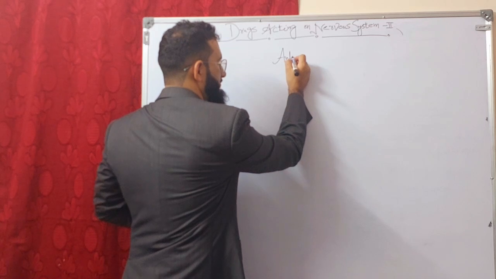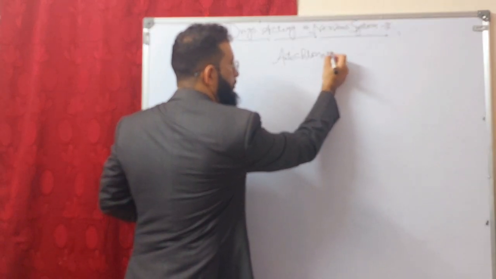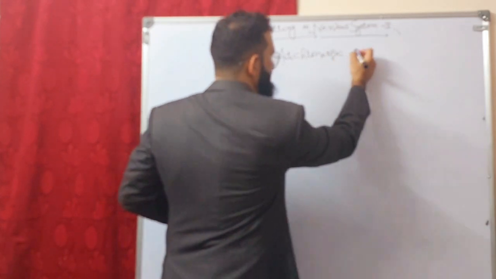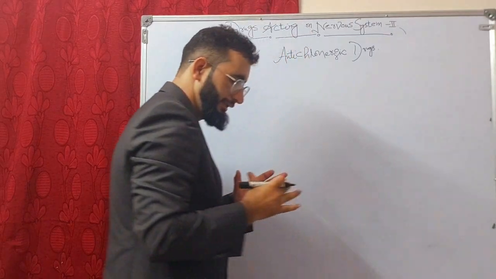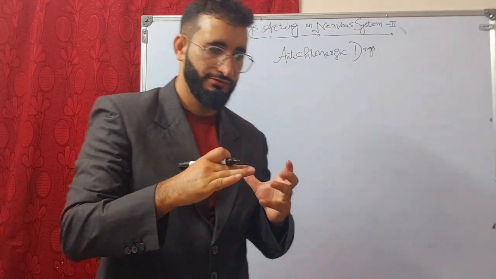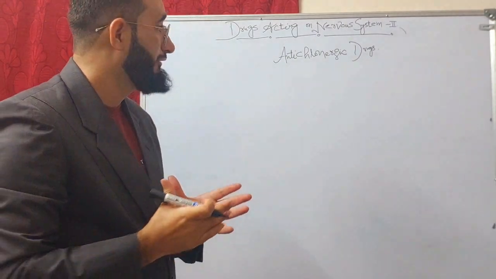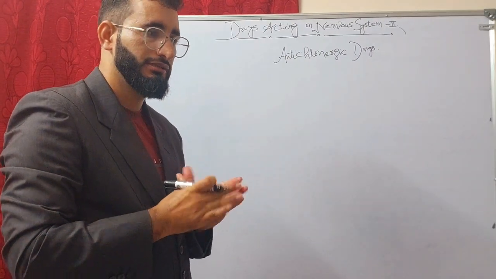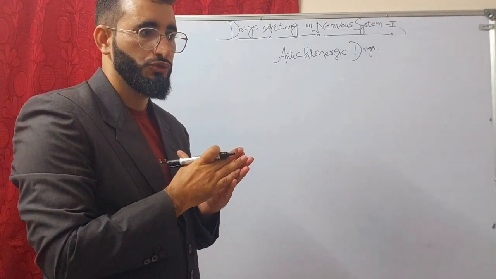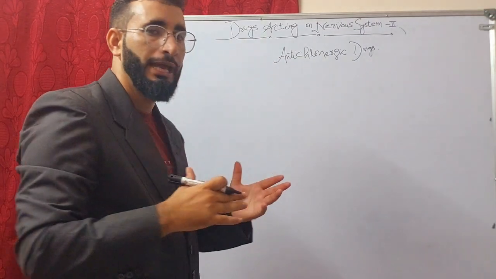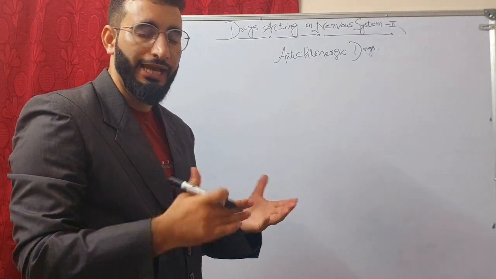anticholinergic drugs. So we will look at the classification. First, we will look at the chemical classification. Then second, we will look at the pharmacological classification depending upon the type of action the drugs show. For example, some of the drugs show mydriatic activity, some show antispasmodic activity.